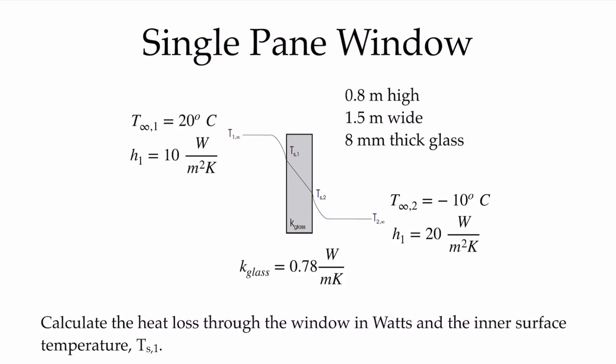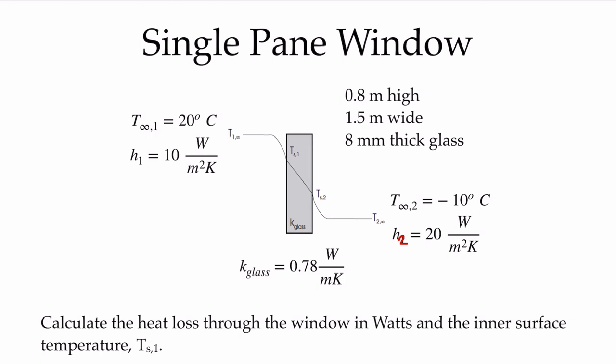We're going to look at typical indoor conditions. We'll have an inside temperature of 20 degrees, a relatively low convection coefficient on the inside, a slightly higher convection coefficient on the outside. And we'll look at a typical winter day of minus 10 degrees centigrade outside.